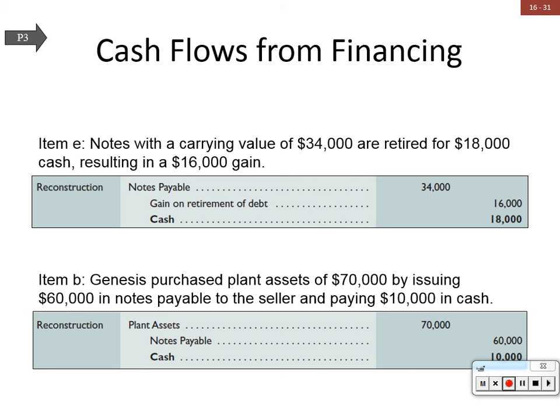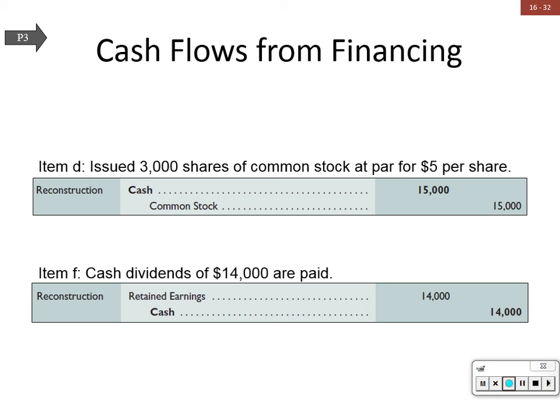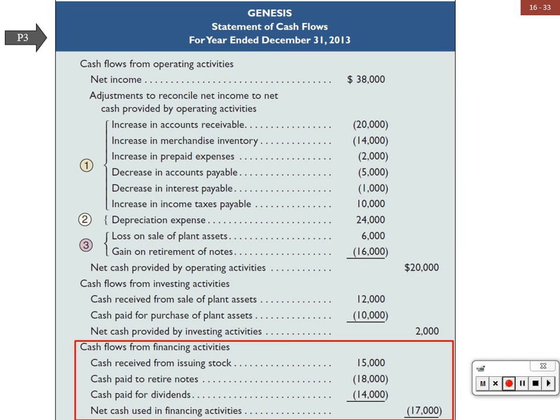Item B, Genesis purchased plant assets of 70,000, issued how much? 60,000 in a note, and they paid 10,000 in cash. Which one of those amounts go on the statement of cash flow? Item D, issued 3,000 shares of common stock at par, 15,000. Item F, they paid cash dividends of 14,000. So when we go to the cash flow statement, we show that 15,000 from when they issued the stock. We show the 18,000 cash that was paid when they retired a note. We show how much they paid in cash dividends. Everybody sees that, right?